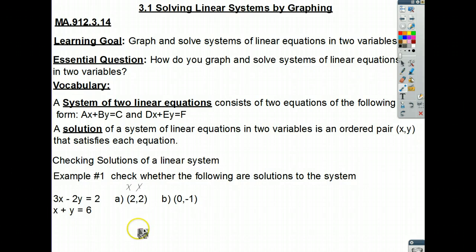Alright, today we're looking at lesson 3.1, solving linear systems of equations by graphing. And I've got the learning goal and the essential question up there. You can take a look at those and the standard up here.